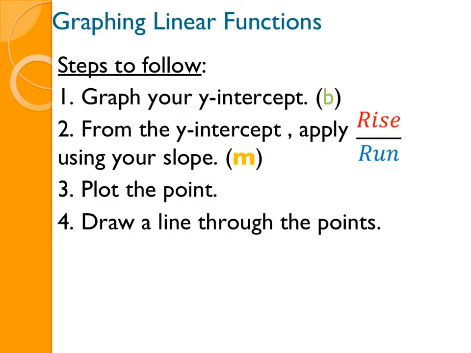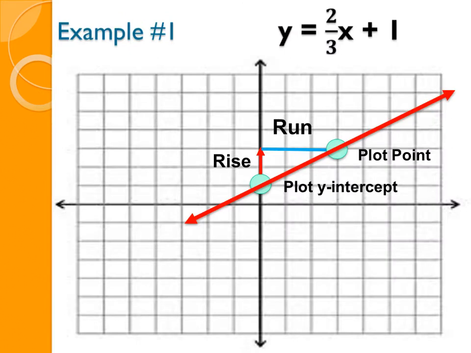Graph linear functions. First thing you do is graph your y-intercept, your b. From your y-intercept, apply your rise over run using your slope, m. Plot the point, draw a line through the points. So here's your example. 1 equals my b. So we drew a point on my b. I'm going to do my rise, 1, 2, because 2 is my rise. Then I'm going to run 3. 1, 2, 3. So rise, and then run. And we plot our points.